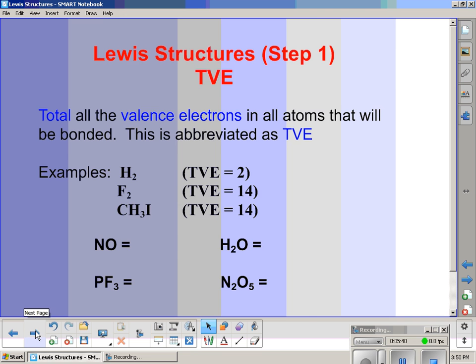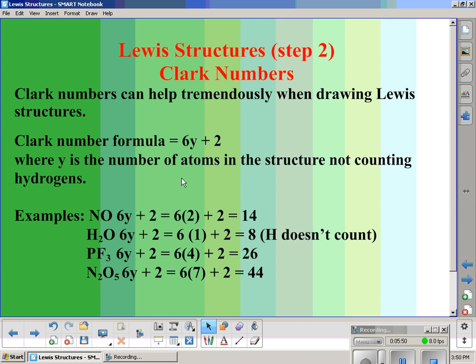Pretty simple step. Step 2, Clark numbers. We use a simple formula to determine a Clark number. Don't worry about what the Clark number is just yet. Let's just figure out how to find a Clark number, and then I'll show you in the next step or two what that's actually used for.